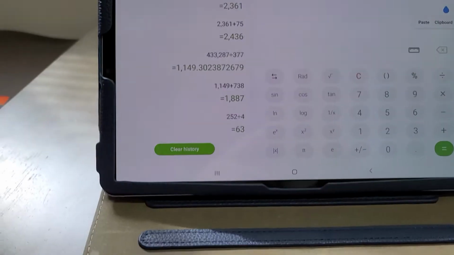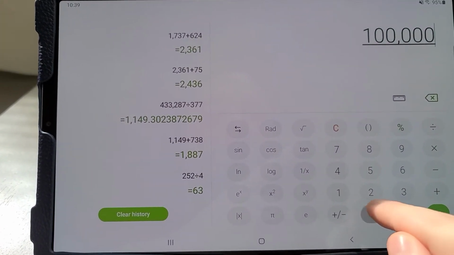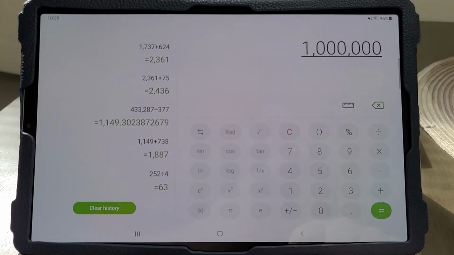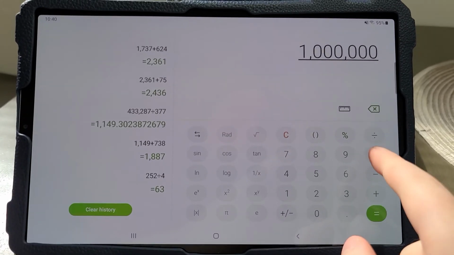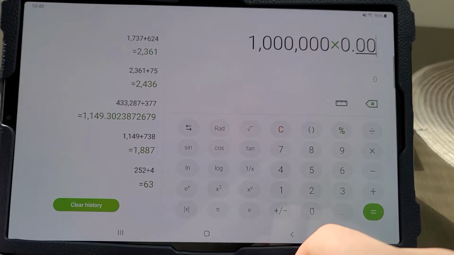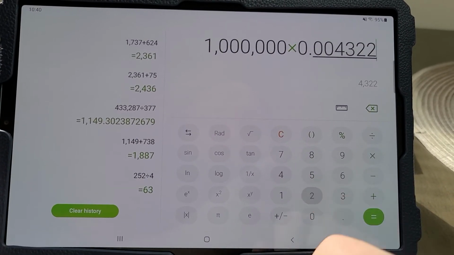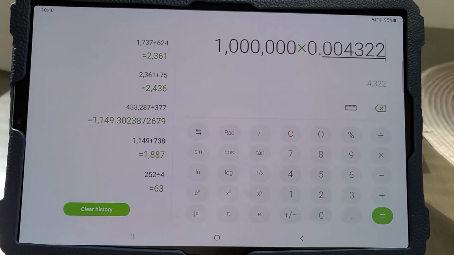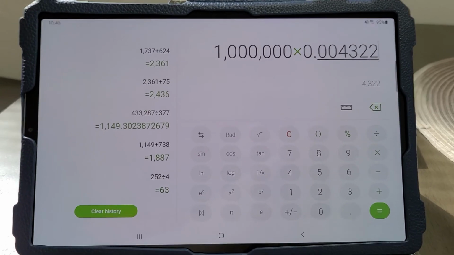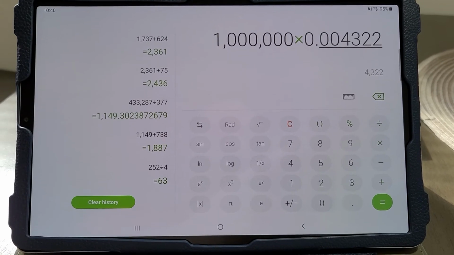So let's do some math for you guys right over here. So say we're coming over to the calculator. Now say that you got 1 million reads in the month of August, okay? So what we're going to do is go times 0.00432. I'm bad at math, but as you can probably already see, that comes out to $4,322. Now, full disclosure, I had more than 1 million page reads in the month of August.